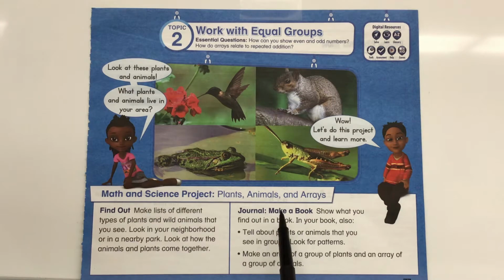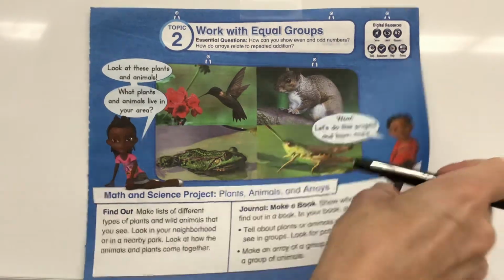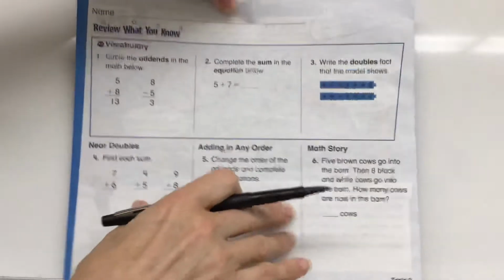And then you can journal. You can make a book. You can also tell about the plants and animals you see in the groups. You can look for patterns, make an array of plants and animals that you might see. I know we do that a lot of times in our science observation journals.